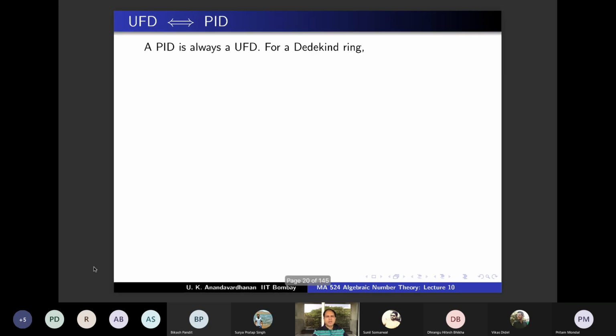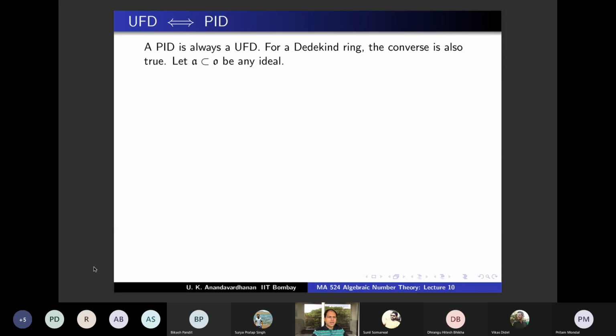Okay, so let's see that. For a Dedekind ring, the converse is also true. Of course, we will make use of what we did last time: anything can be written as a product of prime ideals. That's an important property of a Dedekind ring. Using that, you can get many nice observations, many nice results. This is one such: a UFD is a PID.